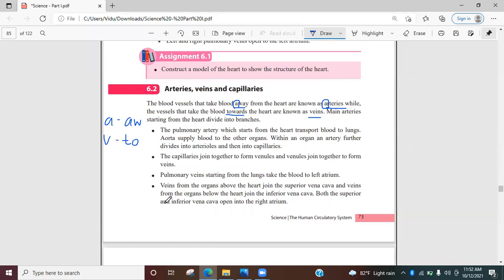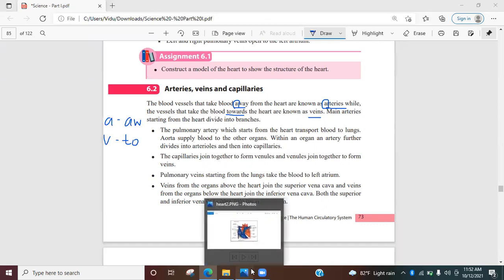Veins from the organs above the heart join the superior vena cava, and veins from the organs below the heart join the inferior vena cava. Both the inferior and superior vena cava open to the right atrium.